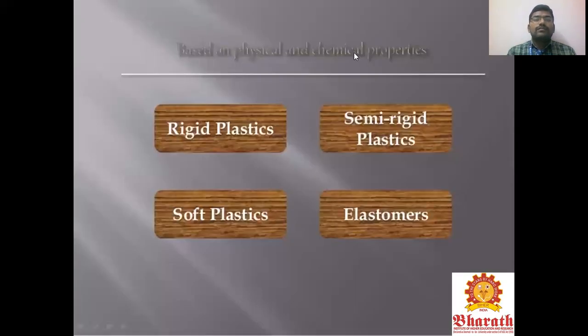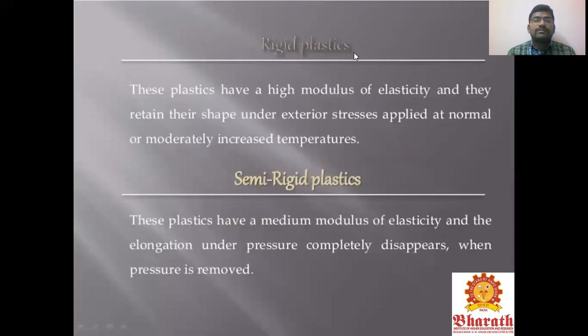Next, based on the physical and chemical properties of the polymers: one is the rigid plastics, semi-rigid plastics, soft plastics, and another, elastomers. Four different types of properties. First, we have to discuss the rigid plastic. These plastics have a high modulus of elasticity. They retain their shape under the internal stress applied, at normal or moderately increased temperature also.